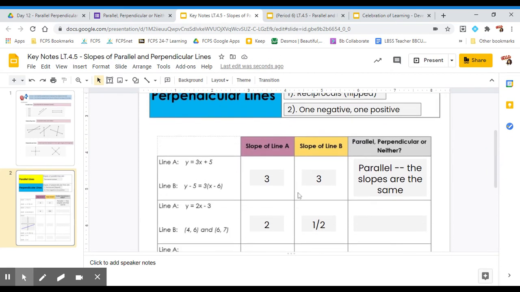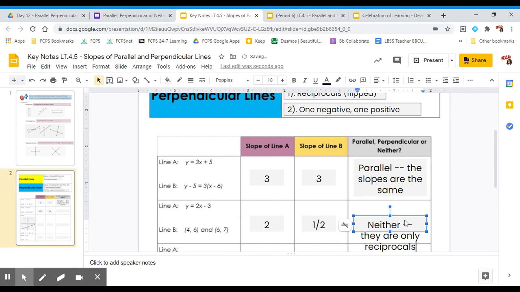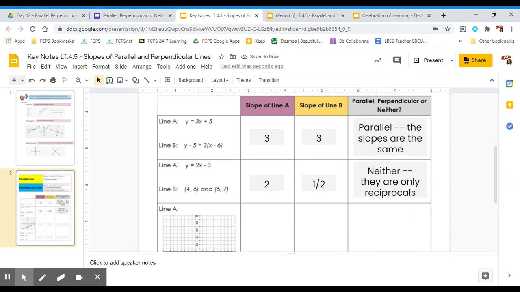They are reciprocals. 2 we know is the same thing as 2 over 1. So 2 over 1 and 1 over 2 are flipped. However, they are not opposite signs. They're both positive. So this is actually neither. Both things need to be true for perpendicular. Here we only have one.